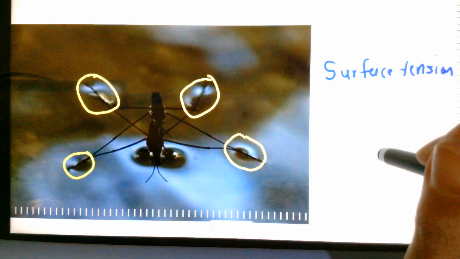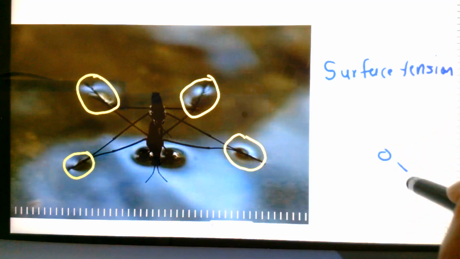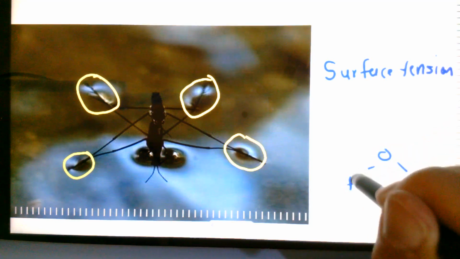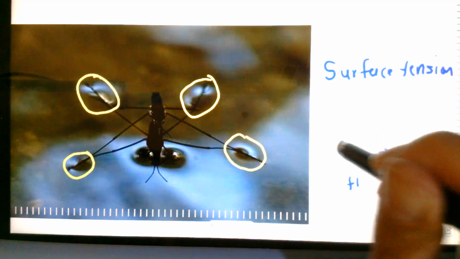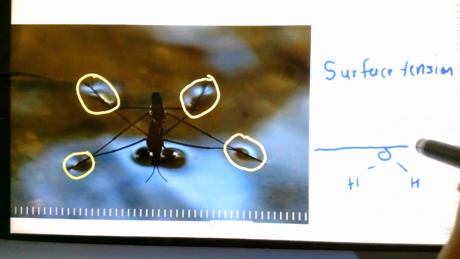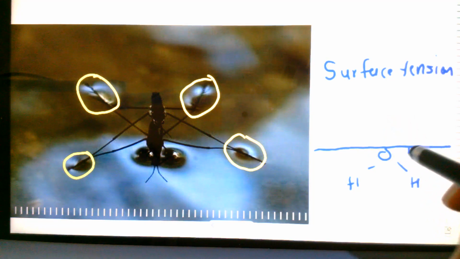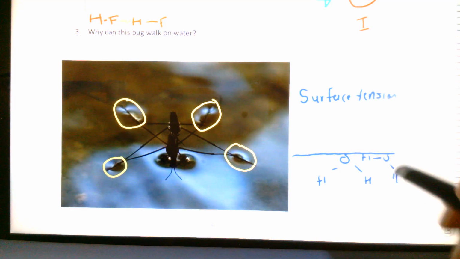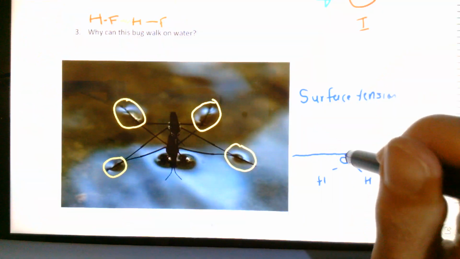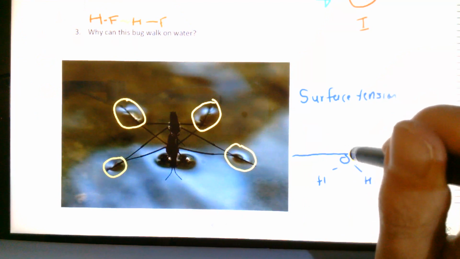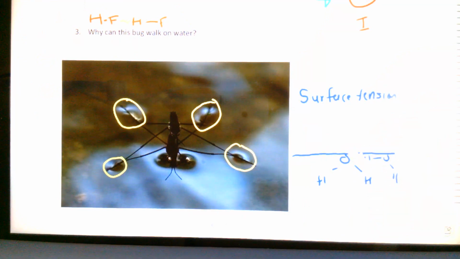So again, if we had water, and this one's at the surface of the liquid, there's no way to make hydrogen bonds this way. So when it makes them this way, they're even stronger. So we'll make it super, super. So it makes it even stronger here.